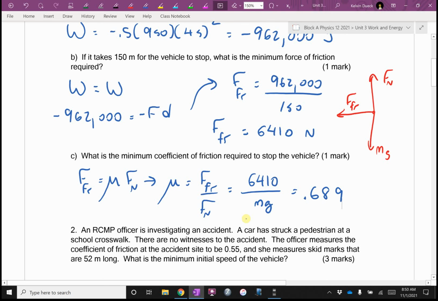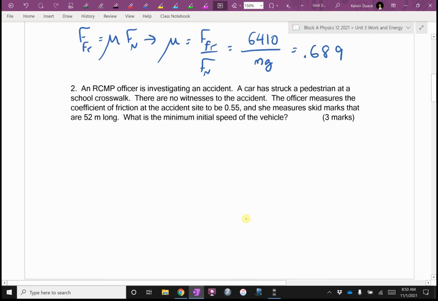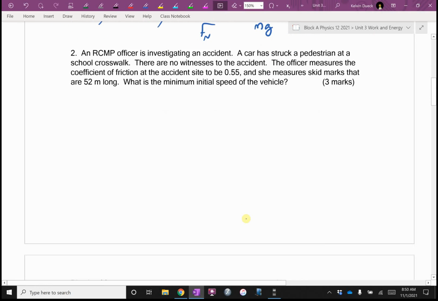One mark for each one of those, and I'll be me and I'll go all or nothing. RCMP, 3 marks. Investigating an accident. The car has struck a pedestrian. There are no witnesses.